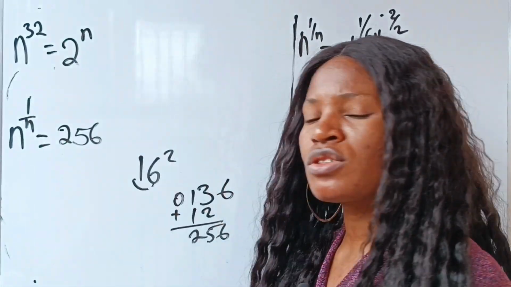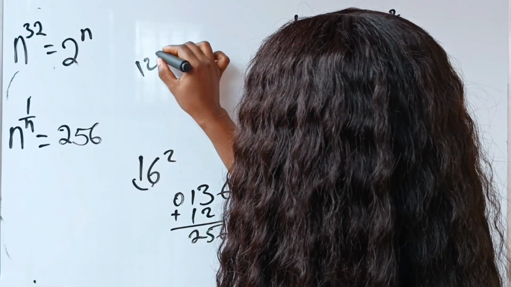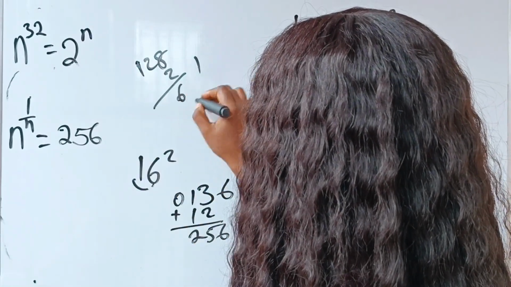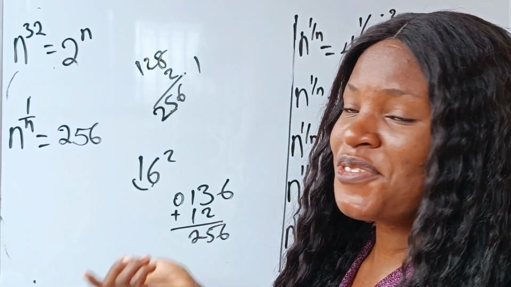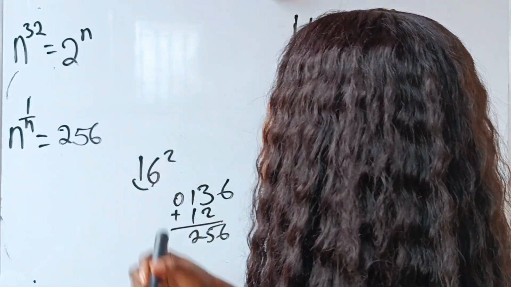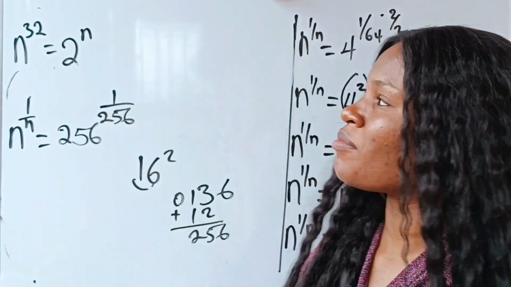All right, and 128 times 2 is also 256, right? 128 times 2, this is 16. 2 times 2 is 4 plus 1, 5. 2 times 1 is 2. So we have 256. So we are going to have 1 over 256. Exactly what we've been looking for.